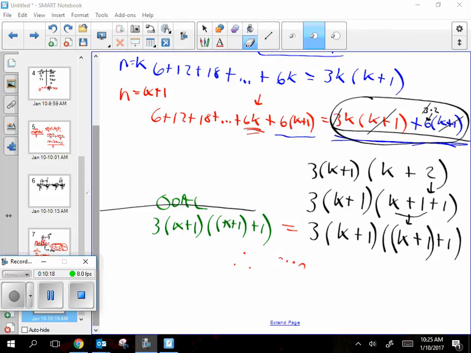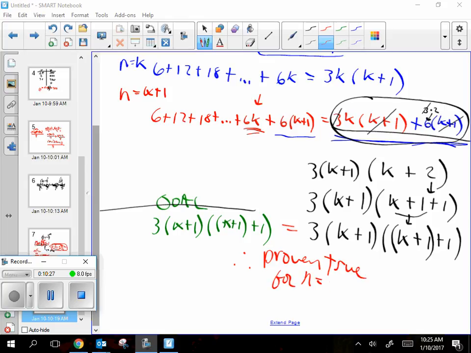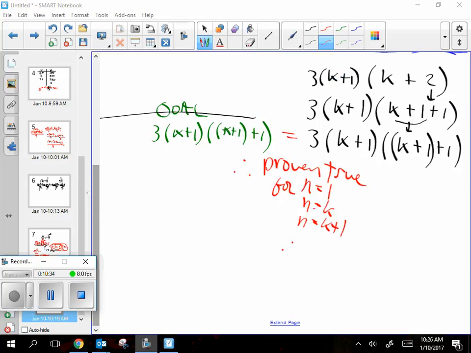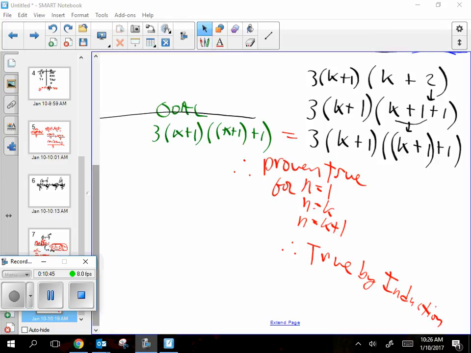Actually, I'm wrong. Therefore, I have proven true for n equals 1, n equals k, and n equals k plus 1. Therefore, true by induction. Throw in the word induction. That needs to be on the test. That's how you prove that you have actually done all the steps of induction. Yes?